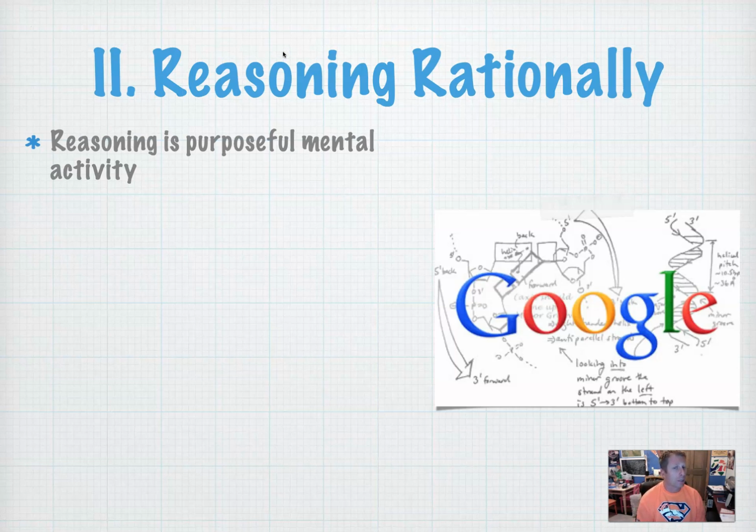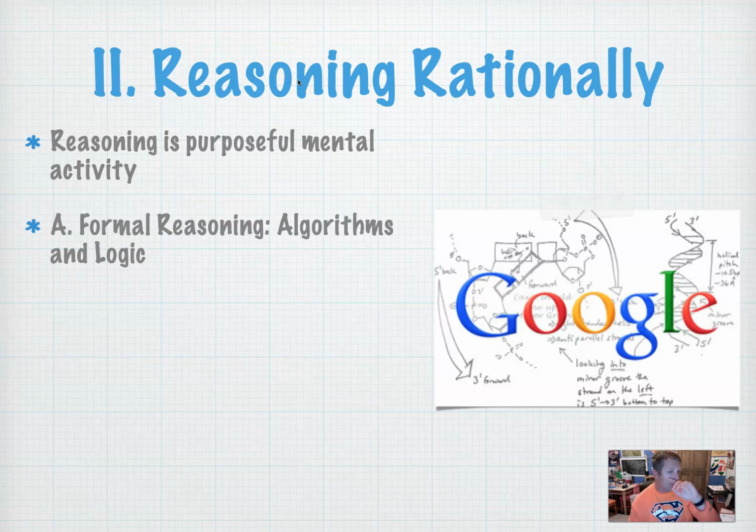Reasoning is a purposeful mental activity when you try to come to the best solution, a possible answer, or a decision. We all have techniques that we can use to reason rationally. Formal reasoning can use algorithms or logic. Algorithms are where there's a single best answer. This is kind of like taking a math or science class where you can use a formula and get the answer.